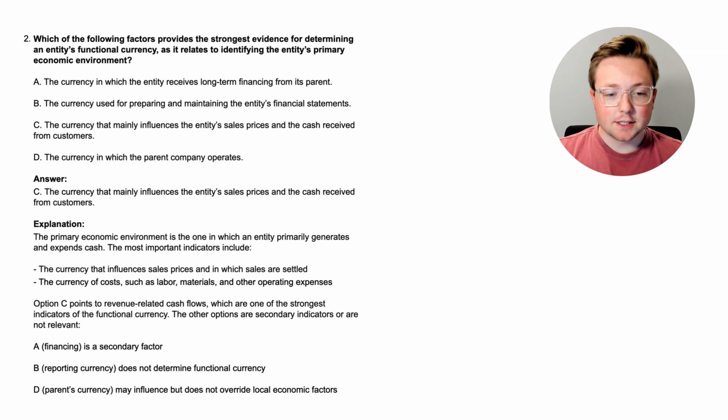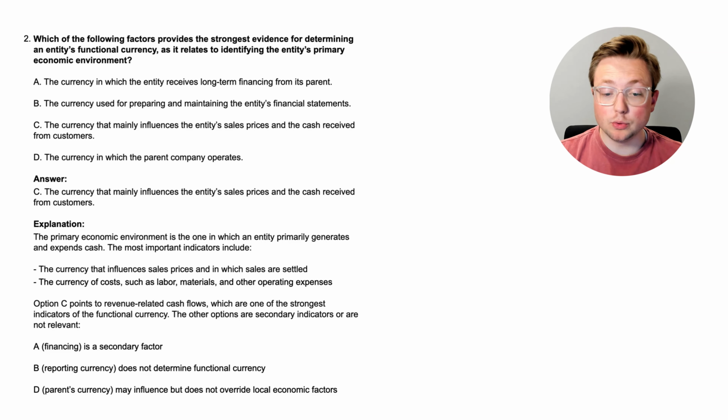Okay, here we are at the answer. C, the currency that mainly influences the entity's sales prices and the cash received from customers. That probably wasn't too hard to pick out because, again, we kind of learned that in question 1. So let's go through this explanation just to dig a little deeper. The primary economic environment is the one in which an entity primarily generates and expends cash. The most important indicators include the currency that influences sales prices and in which sales are settled, and the currency of costs such as labor, materials, and other operating expenses. That's the main economic indicators for the functional currency.